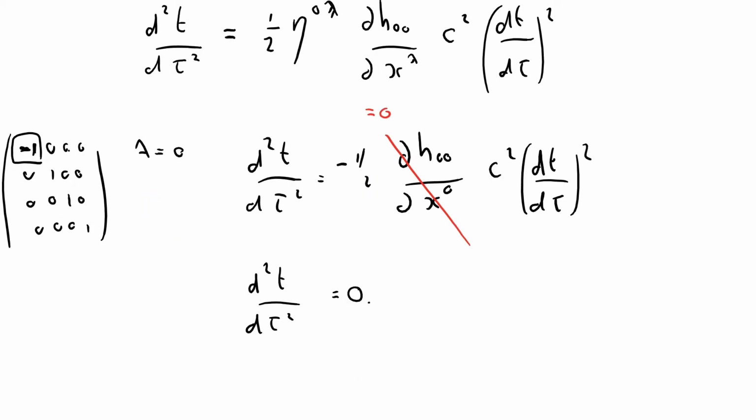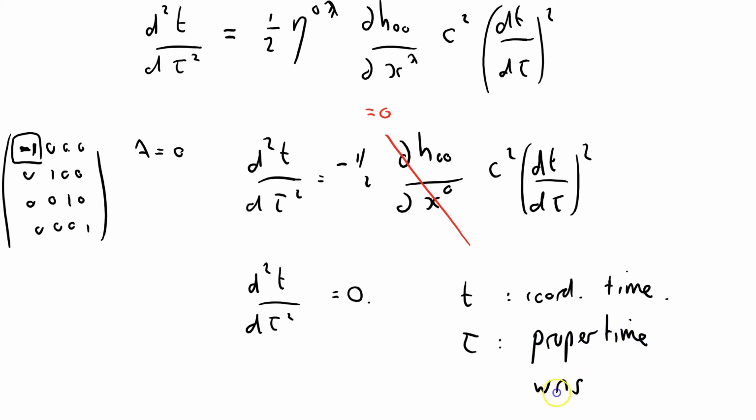Now t and tau are different things. T is coordinate time. I guess this is time as measured by a distant observer who's far away from any gravitational field. And tau is proper time. Wristwatch time, I call it. Wristwatch time.